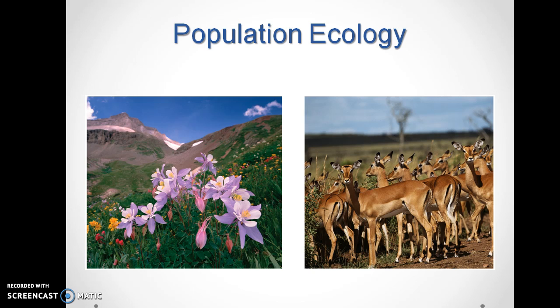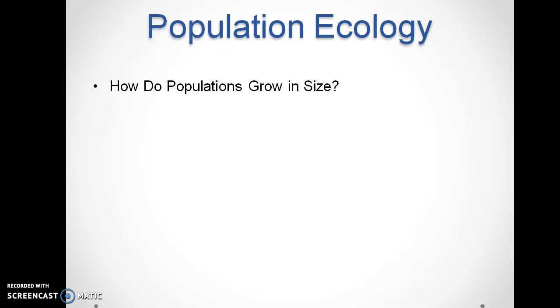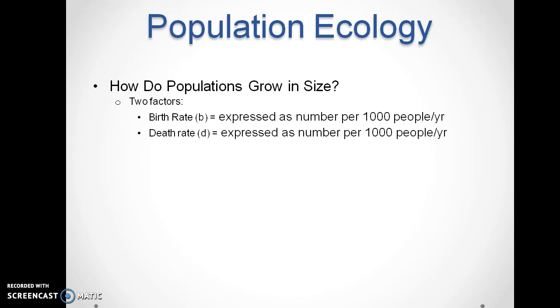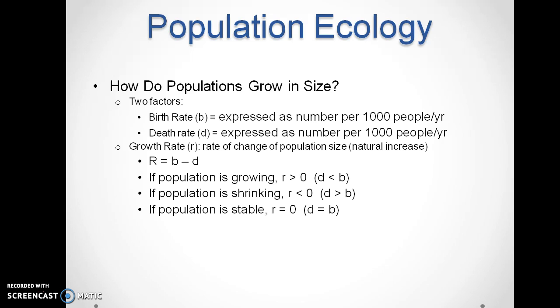So again, regardless of whether you're talking about the population of wildflowers or a population of animals, populations have characteristics that are the same. They grow. And how do they grow? Well, we have to look at two major factors, birth rate and death rate. Quite simply, if the population is growing, then the birth rate is going to be greater than the death rate, and our R, which is our growth rate, is going to be greater than 0.